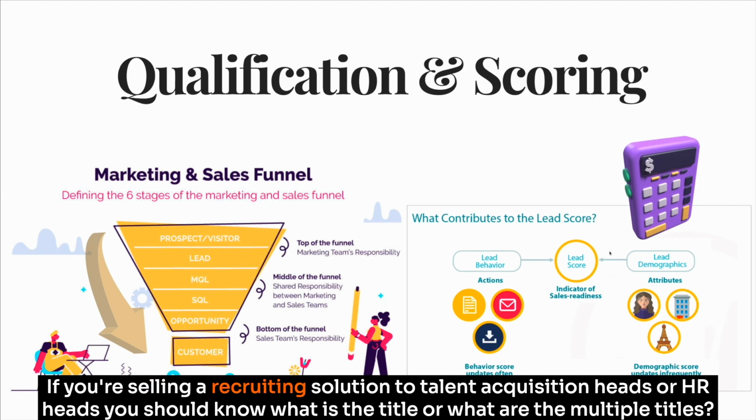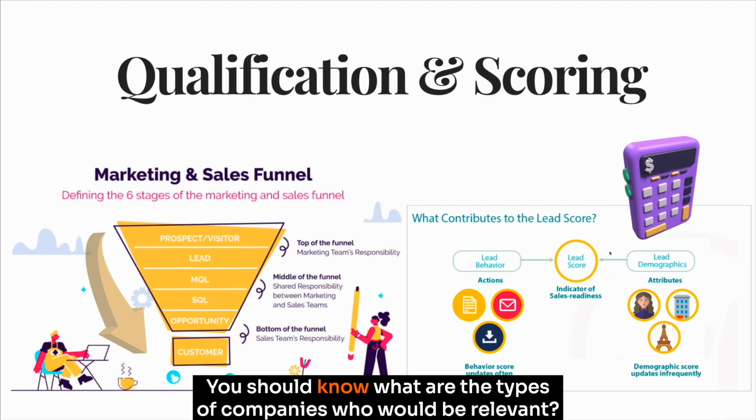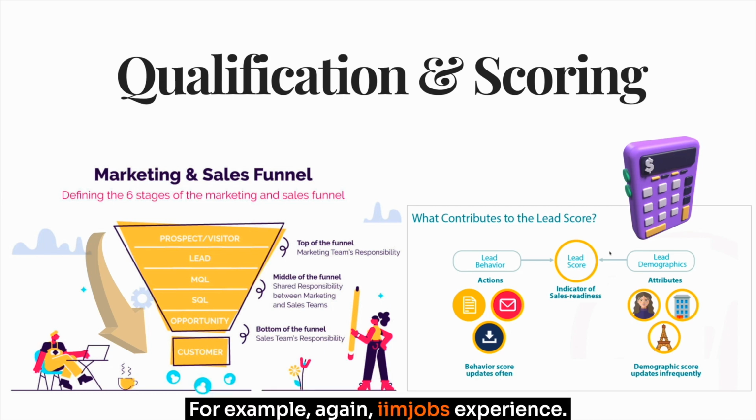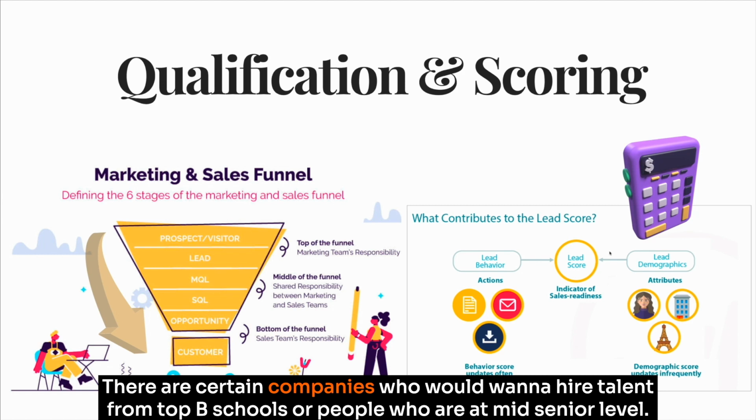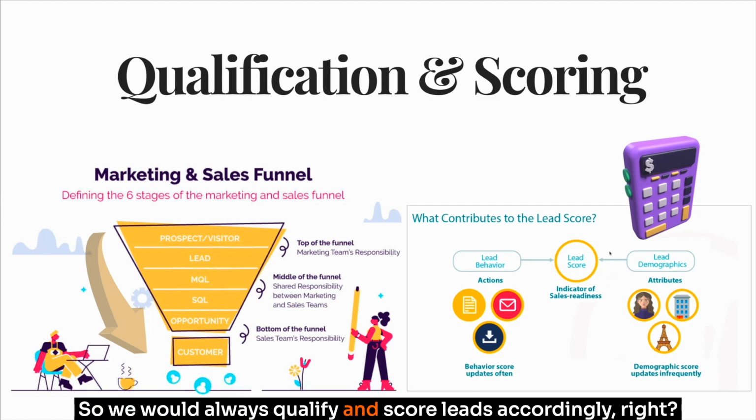If you're selling a recruiting solution to talent acquisition heads or HR heads, you should know what the title, or what the multiple titles, could be that are relevant. You should know what types of companies would be relevant. Not every company would be relevant. For example, from my IIM Jobs experience, we didn't approach every company because we knew we operate in a premium segment. There are certain companies who would want to hire talent from top B-schools or people at mid-senior level. So we would always qualify and score leads accordingly, right?